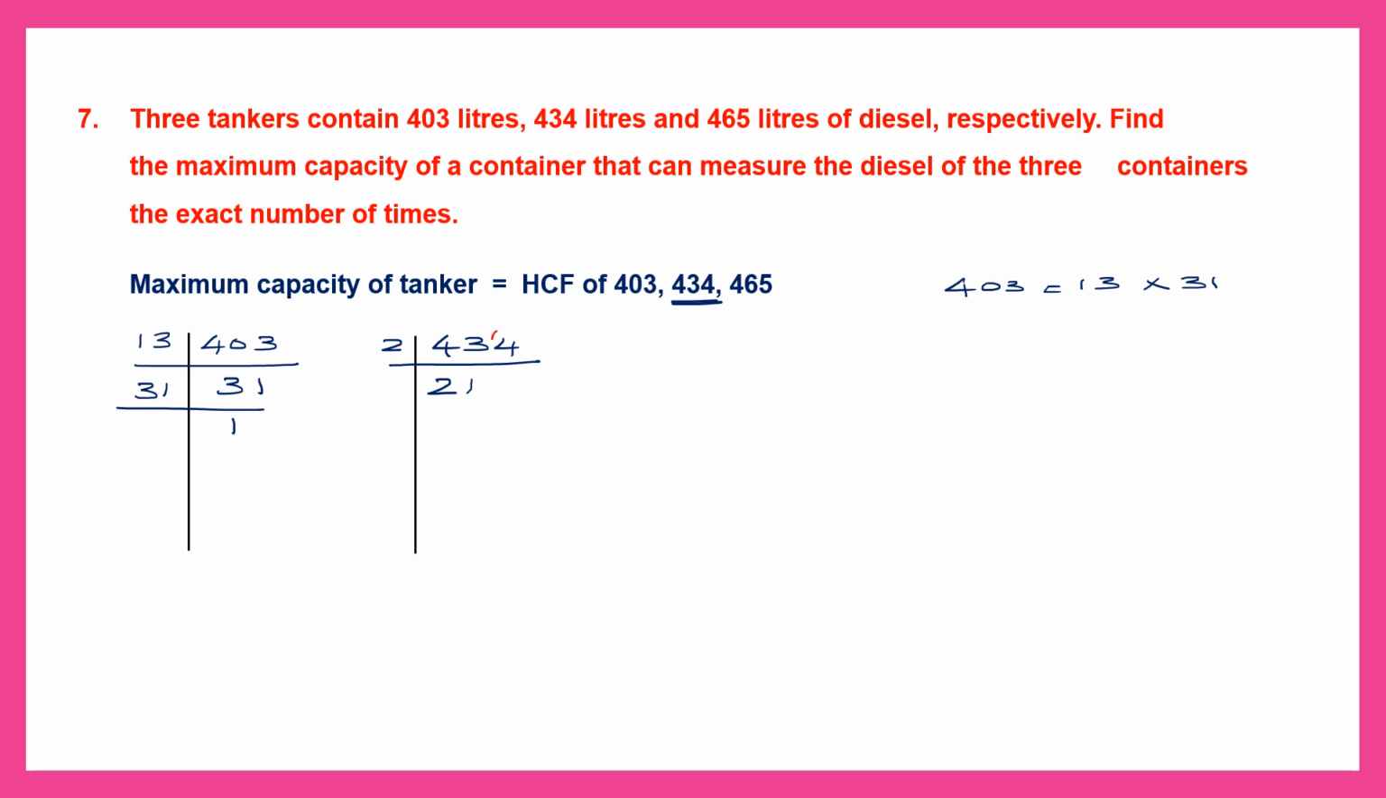So that becomes 14. 2 sevens are 14. Now look at this number 217 and think of the prime numbers. Now we have 2, 3, 5, 7, 11 and so on. These are all the prime numbers.